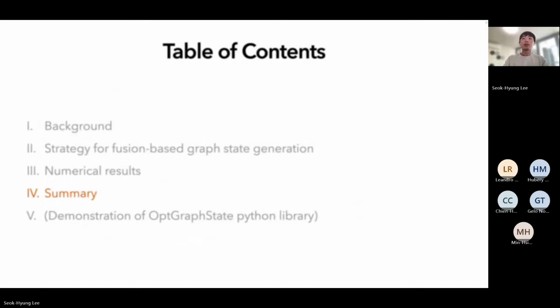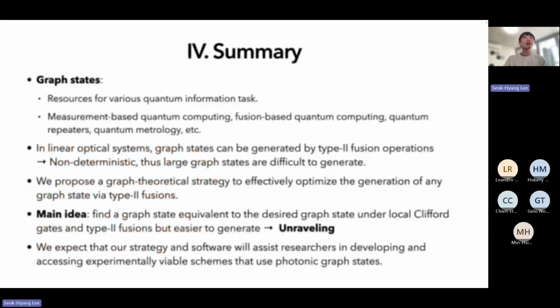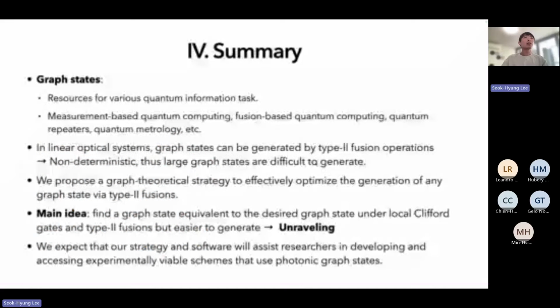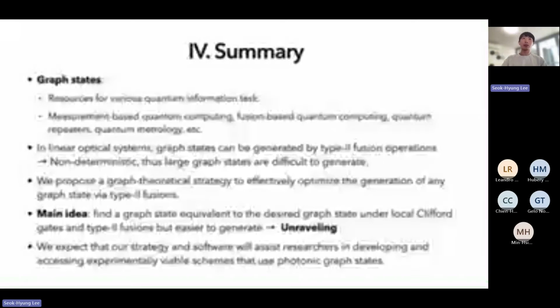So, here are the summaries. Graph states are also resource states for various quantum information tasks such as MBQC and FBQC, quantum repeaters, and quantum metrology. And especially they are useful for photonic systems, because conventional gate-based quantum computing is quite difficult with photonic qubits.